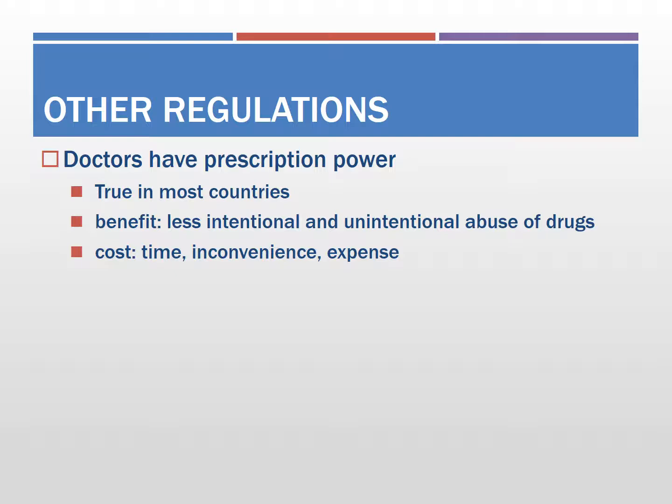There are other types of regulations that we can also talk about. For example, in the US, it's very common that you have to have a doctor's prescription in order to get the drugs. This prescription power given to the doctor has its own benefits and costs. In most cases, the benefit is that there will be less intentional and unintentional abuse of the drugs. It is safer for the doctor to prescribe the drugs directly to the patient, applying their knowledge to tell the patient whether the drug is needed or not, rather than the patients getting the drugs on their own and doing their own research.